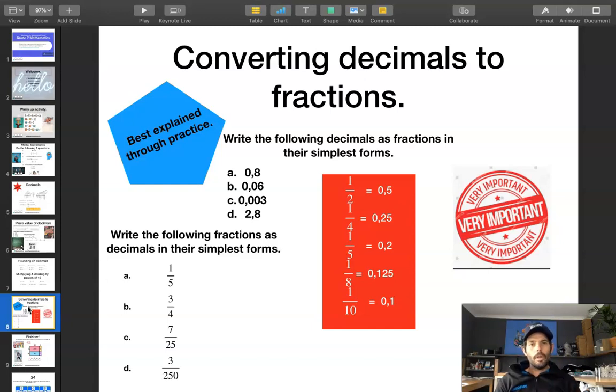Now, what I've done in the red block there is I always tell my students that there are some fractions that you should just know. You should just know that a half is 0,5, that a quarter is 0,25, that a fifth is 0,2, that an eighth is 0,125, and that a tenth is 0,1. If you know those, then it can make your life a lot easier.